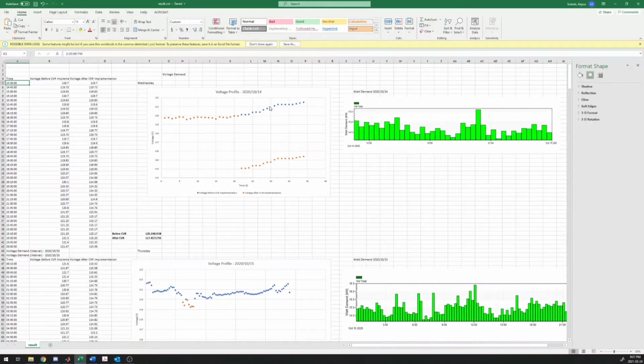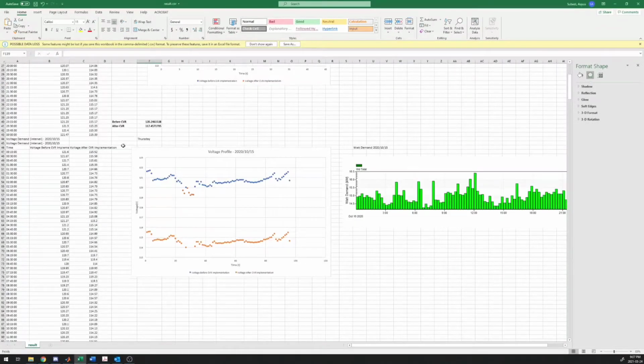This increased voltage is brought down with a transformer ratio of 0.95, so this is essentially running on CVR mode right here. The graph on the side shows the wattage demand for the same day. We have the average voltage before CVR implementation of 120.25 volts and after CVR implementation of 117.46 volts.